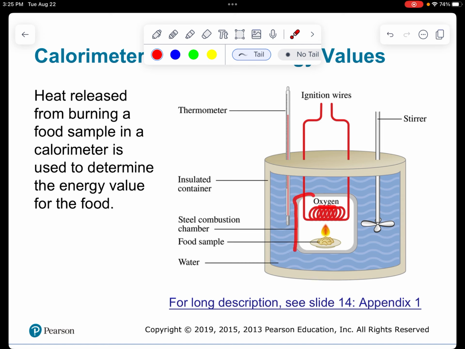And so what happens is as the food burns, heat leaves the compartment and enters the surroundings. The temperature of the water increases. And because we know how many calories it takes to raise 1 gram of water by a degree C, we can actually calculate the amount of heat that's created by the burning of this food and enters the calorimeter.